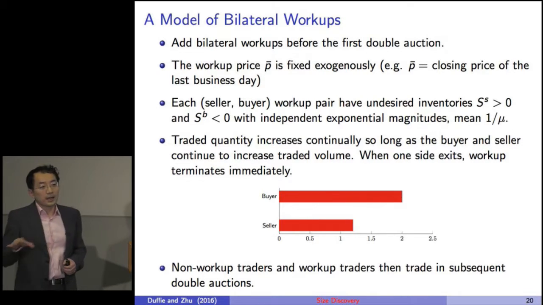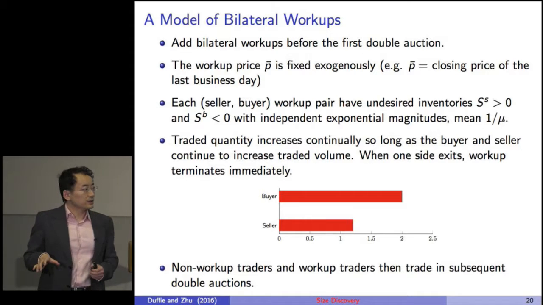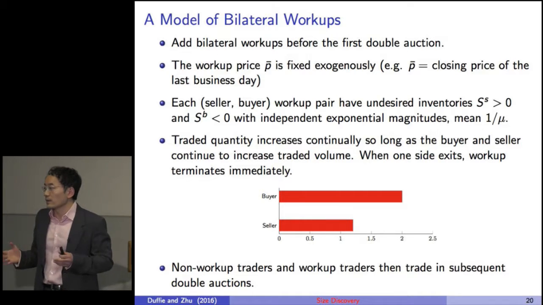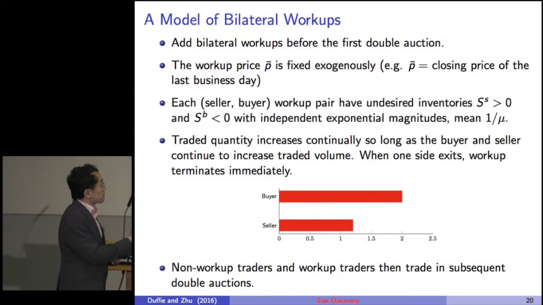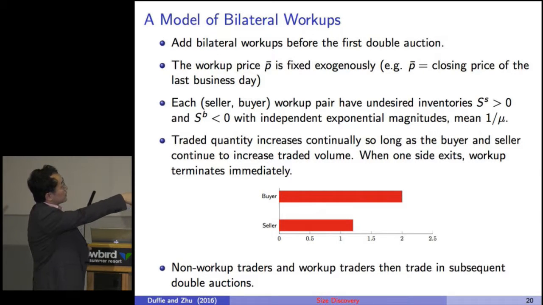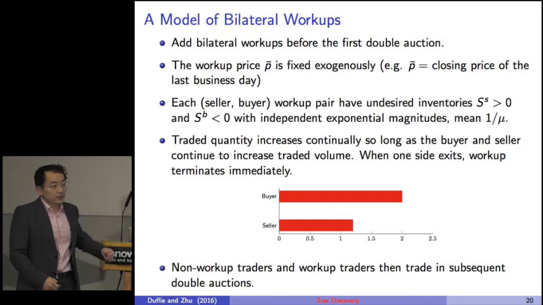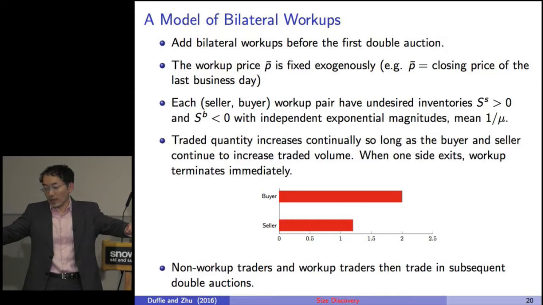We assume that the buyer and seller both have inventory sizes that have an exponential distribution. The parameters don't need to be the same, but it simplifies the calculation. Their mean is 1 over mu. Now, the trading protocol is that they both hold down the button, right? As long as the buttons are held down, the quantity is going to increase from 0 to the right. As soon as one of them lifts the finger, the workup will finish.